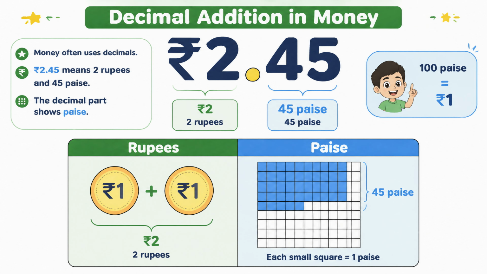Decimal addition in money. Money often uses decimals. For example, 2 rupees 45 cents means 2 rupees and 45 paise. The whole number part shows rupees. The decimal part shows paise. Since 100 paise make 1 rupee, paise are hundredths of a rupee. So 2 rupees 45 cents means 2 rupees and 45 paise.